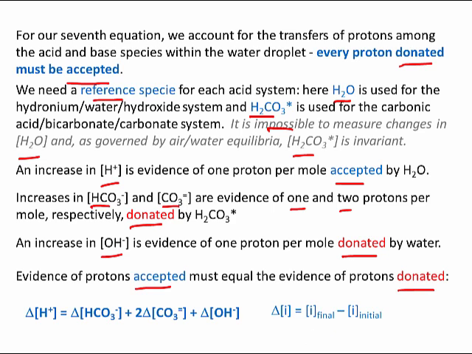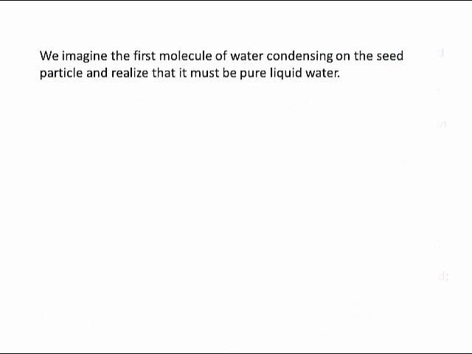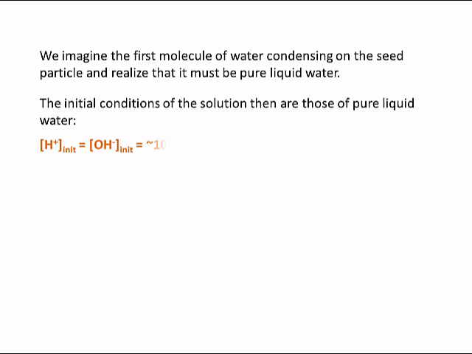We write these all together into what we can call a proton balance, where the change in the hydrogen ion concentration has to equal the change in the bicarbonate plus twice the change in the carbonate plus the change in the hydroxide concentration. This delta is fleshed out by the final concentration of the species less the initial concentration of the species. Now we imagine the first molecule of water condensing on the seed particle in the cloud and realize that it must be pure liquid water. Therefore, the initial conditions of the solution are those of pure liquid water.